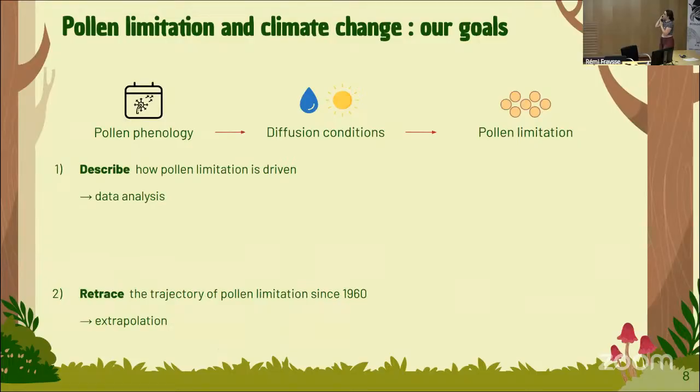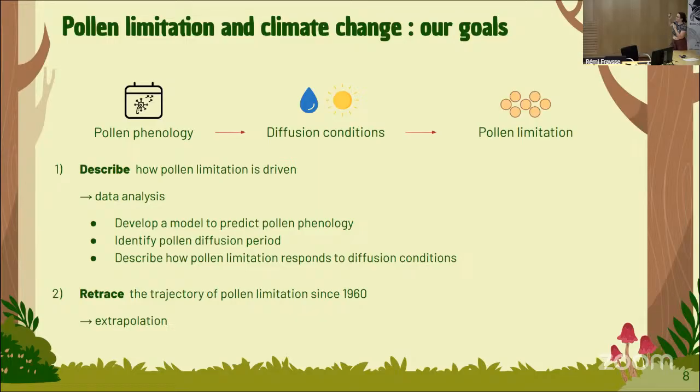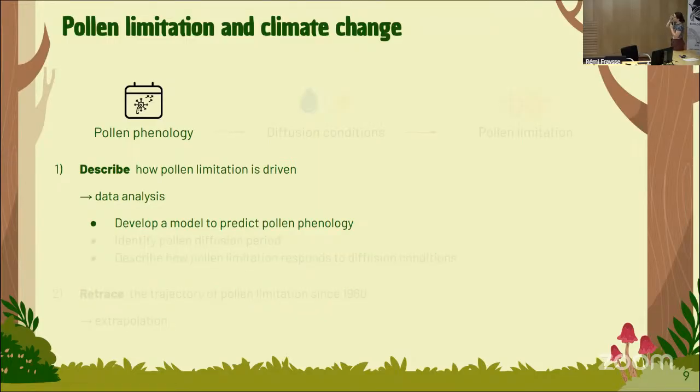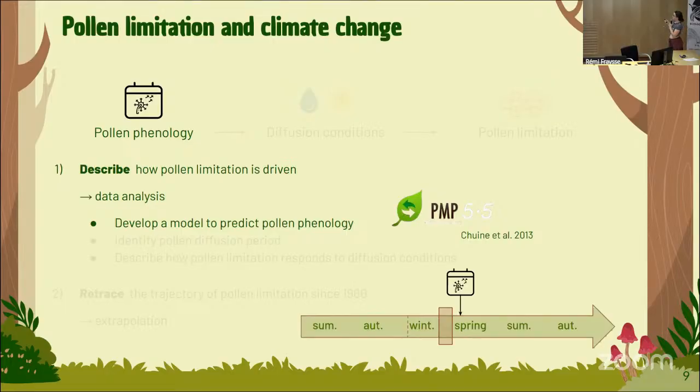details here. So if I go back to my initial goals, first I'm going to describe how pollen limitation is driven through data analysis, which is going to be 3 steps. The first step was to develop a model that allowed me to predict pollen phenology. I'm going to go very quickly through this. It was a whole work, but basically I used a tool, the phenology modeling platform developed here at the Ceph. It was developed to predict leaf out phenology, and I adapted it to predict pollen phenology. But basically, all you have to know is that in order to predict pollen phenology, you have to use the temperature at the end of the winter and the beginning of spring.